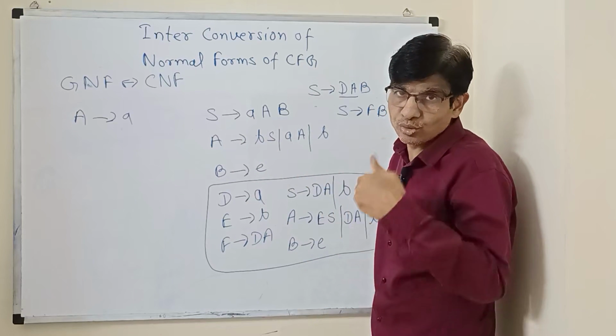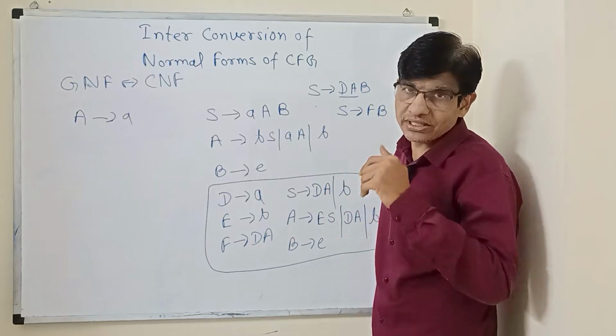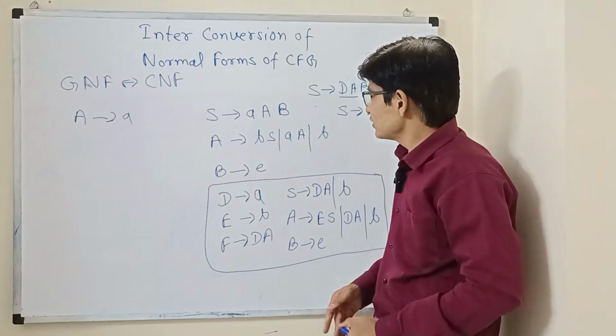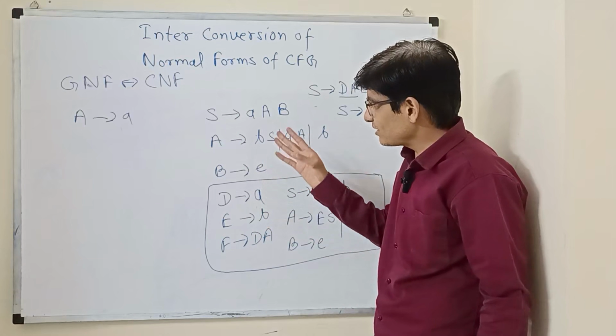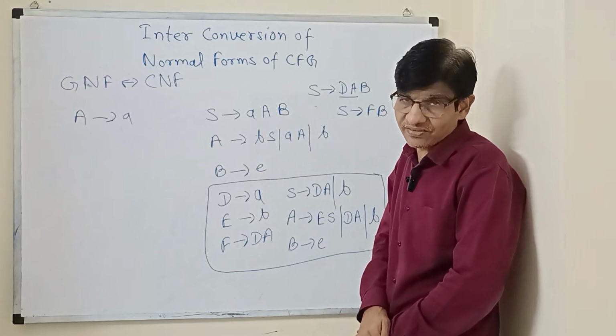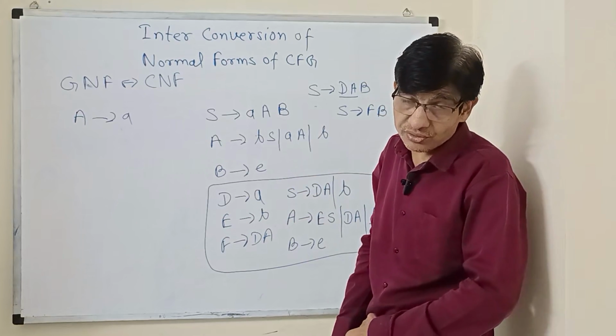You can add some more variables, more and more variables, and along with these variables, you can add some more and more productions also for these variables. So in this way, you can convert any production which is already in GNF into CNF. I hope this process is very much clear to all of you now.